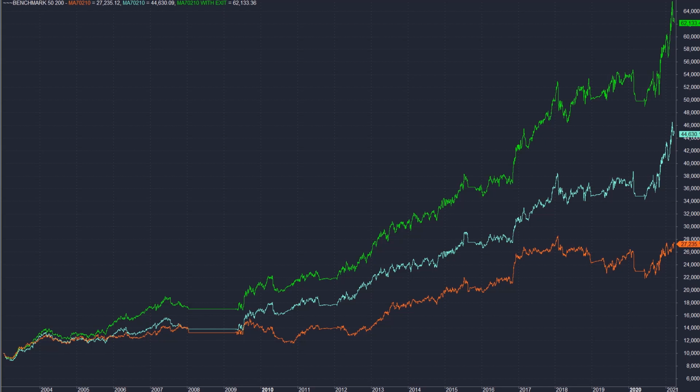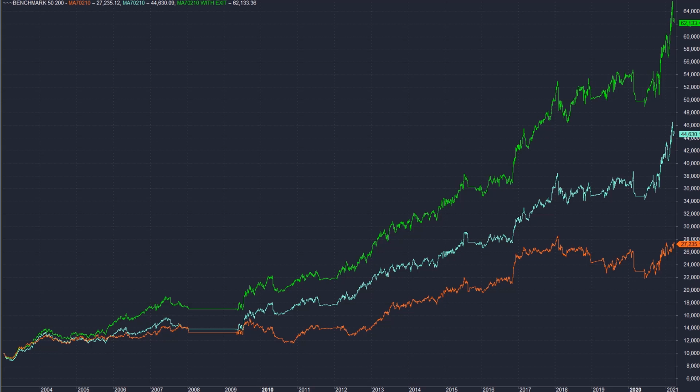The orange line is the equity curve of the traditional moving average crossover that's using the 50-day and 200-day moving averages. The turquoise line is the result of the first optimization I ran in this video, using the 70-day and 210-day simple moving averages, where the buy signal is generated when the shorter moving average crosses above the longer one, and the sell signal is generated when the shorter moving average crosses below the longer one.